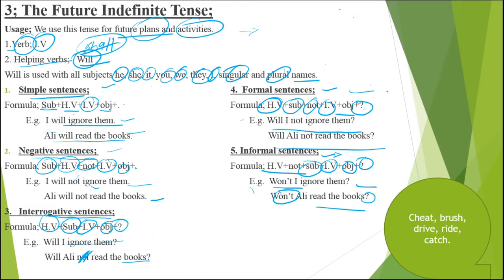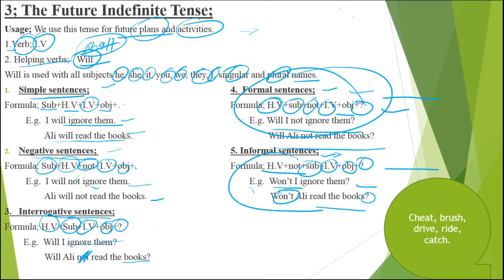Keep in your mind, you have to use intonation. This you will say in a formal way, this you will say in an informal way. You will say, will I not ignore them? Won't I ignore them? Will Ali not read the books? Won't Ali read the books? This is called the intonation expression. How you are going to express your thoughts in a formal way, in an informal way. And again, I'll say practice makes a man perfect.